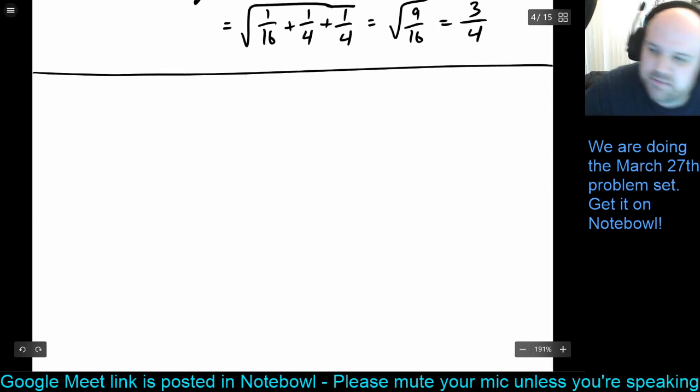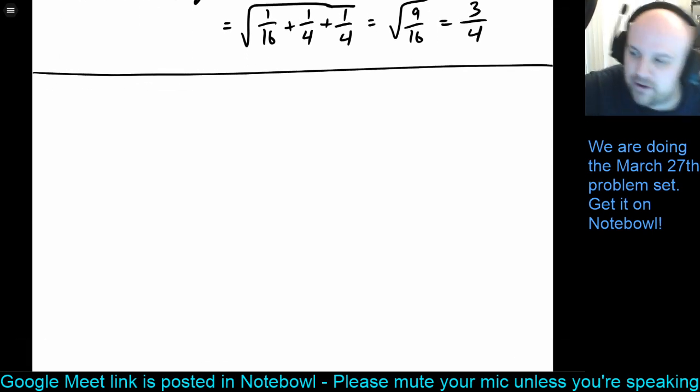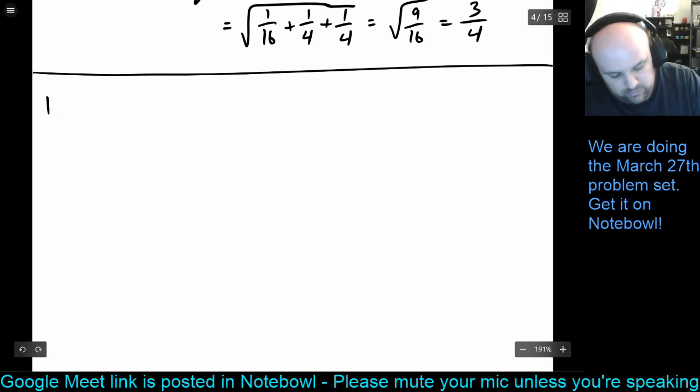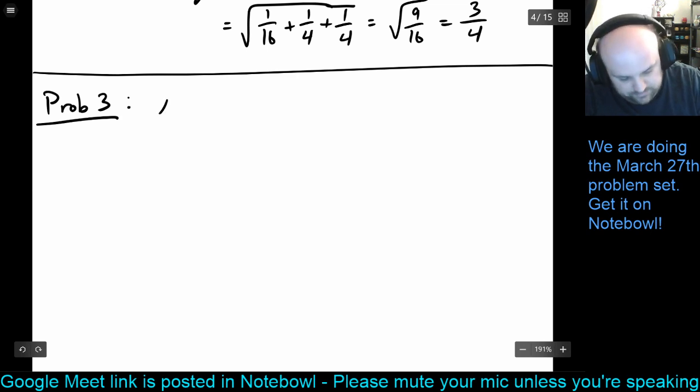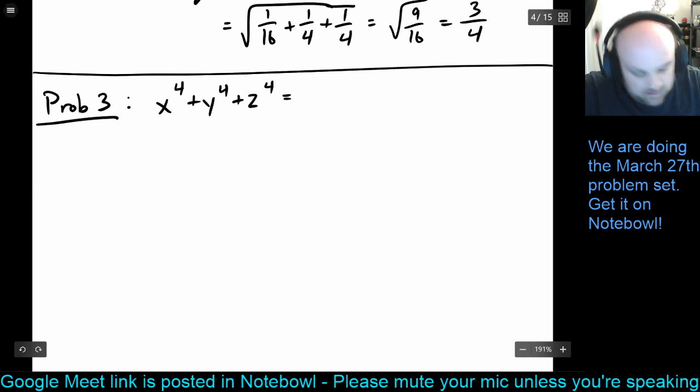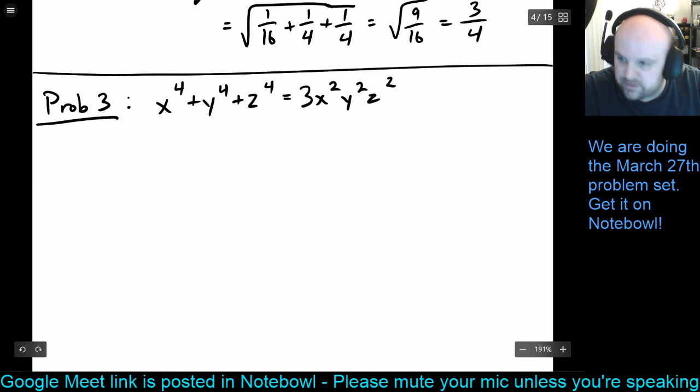All right, so let's look at some of the more interesting problems here. The last two. Right, so problem 3 is we want to come up with the equation of a tangent plane to this surface. It's x to the fourth, not x squared. So we got this surface here, which is x to the fourth plus y to the fourth plus z to the fourth equals 3x squared y squared z squared. Right, and we want the tangent plane at (1, 1, 1).